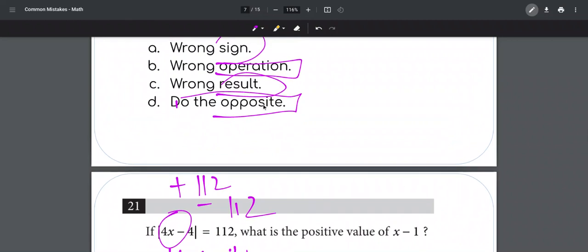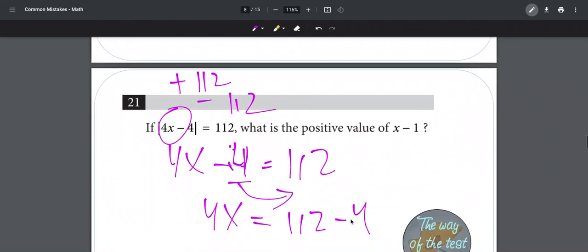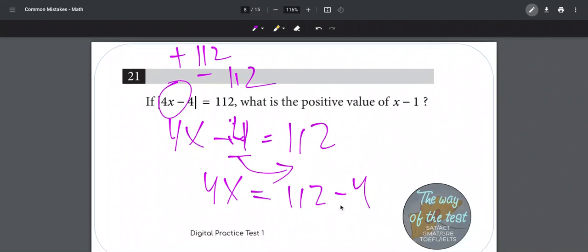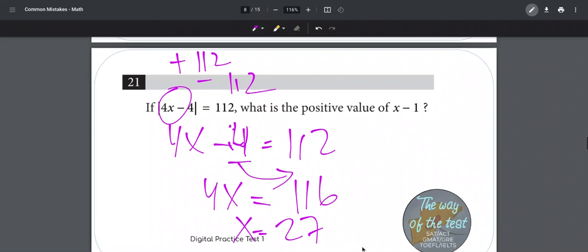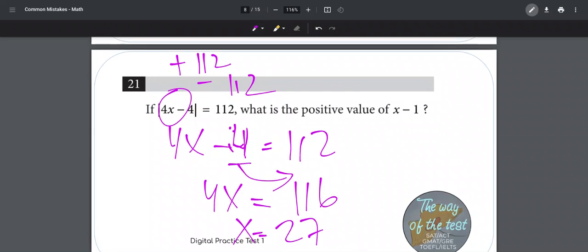The wrong result. What I meant by the wrong result is when, let's say we do it correctly, and this is going to be 116. By the way, I know there's another way of doing it. I'm just saying this. And let's say I divide. So I divide by 4, right? And then I divide the 4, but I divide it incorrectly. So let's say I divide this and I get like 27, right? So that's not the answer because I just divided incorrectly. That gives me the wrong result.